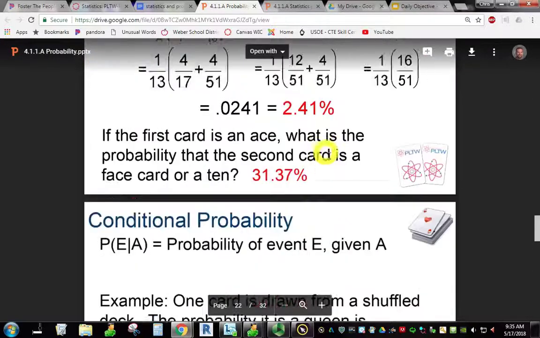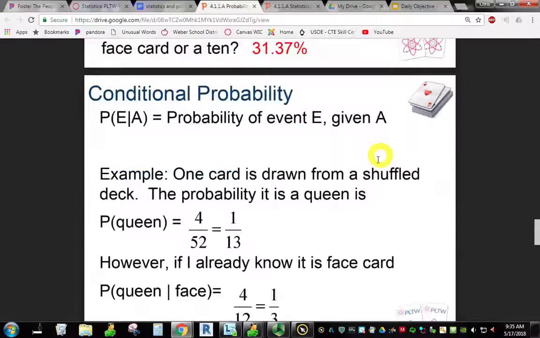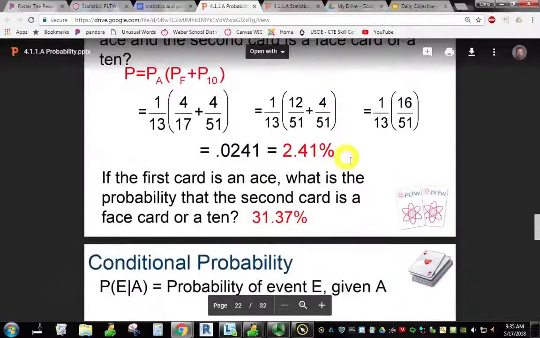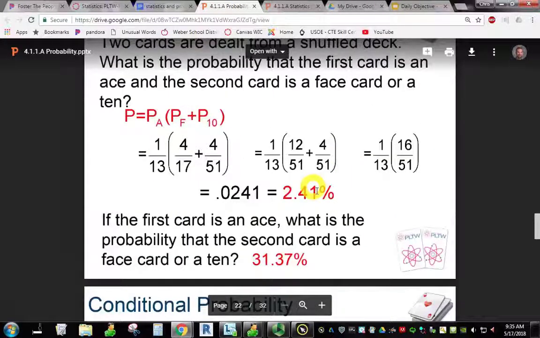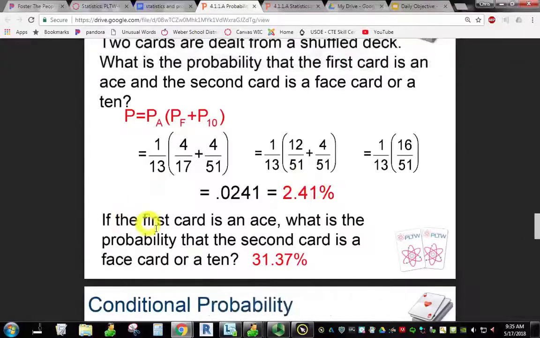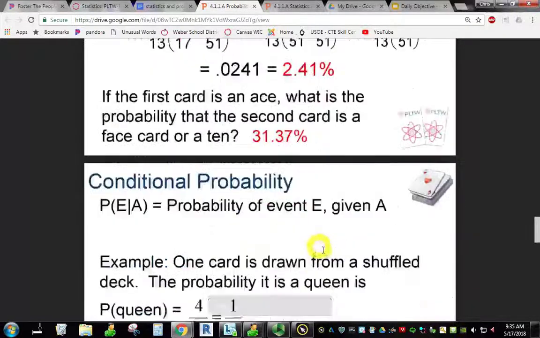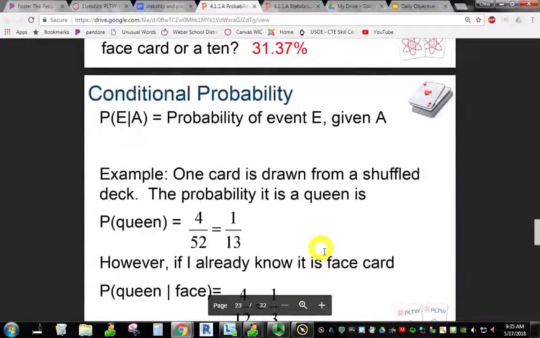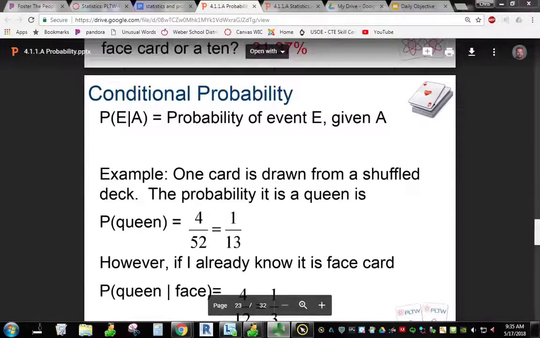Okay, we're going to do one more. Let's see. Oh, it's on the same one. If the first card is an ace, what is the probability that the second card is a face card or a 10? I'll let you do that one on your own. Again, your answer's there. Make sure you're showing your work. And then we're going to move on to conditional probability.